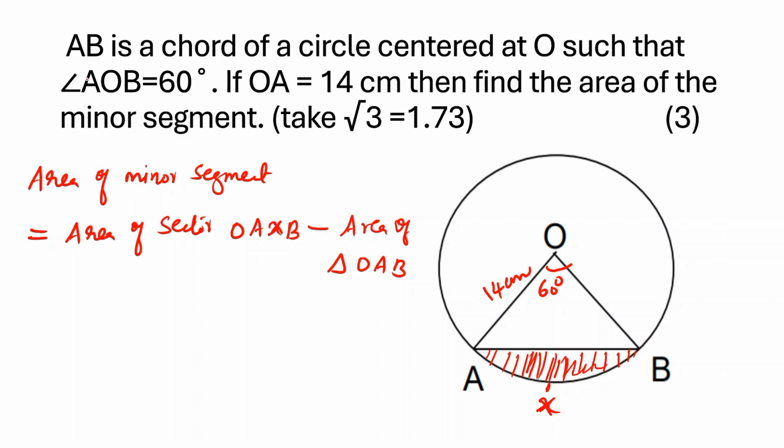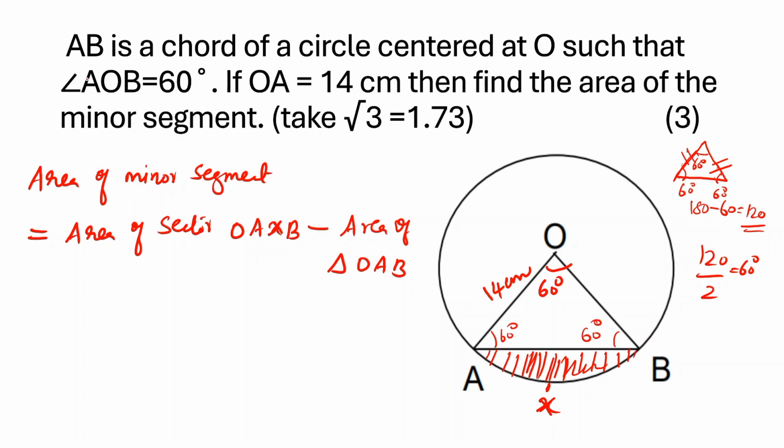So if you subtract the triangle's area from the sector's area, you will get the area of this minor segment, right? And I think in the previous video also I have explained how you get this triangle as equilateral triangle. If there is a triangle and the angle is 60 degree and these two sides are equal as they are radius of the circle, definitely these angles are equal, and that is 180 minus 60, 120, 120 divided by 2, 60 degree. So each angle is 60 degree for this triangle. So this is an equilateral triangle.